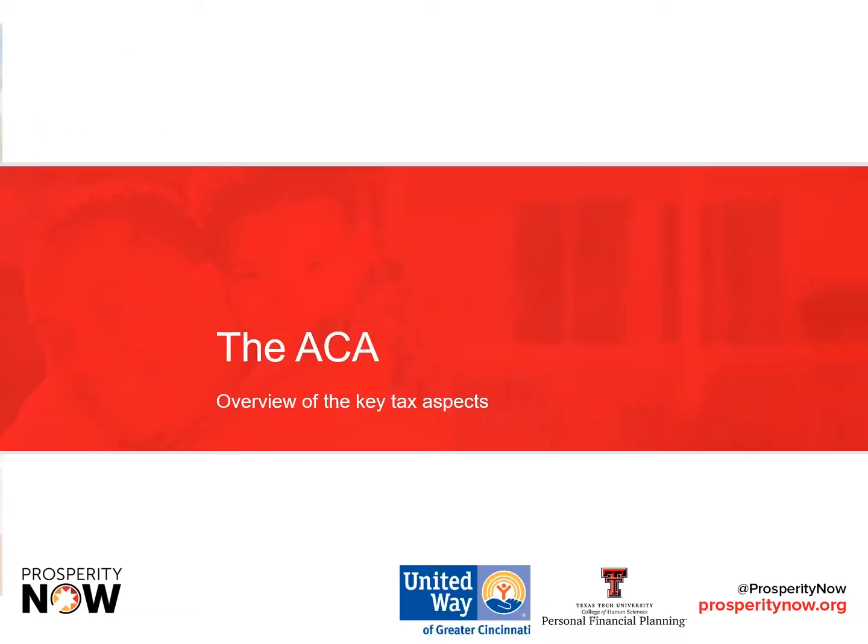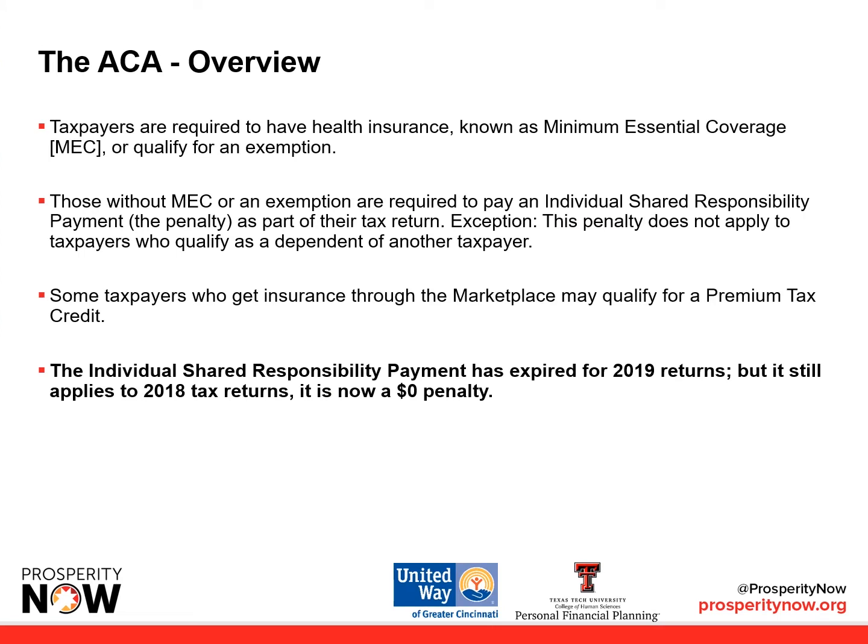Let's talk a little bit more about the ACA. Taxpayers are required to have health insurance, known as Minimum Essential Coverage, MEC, or qualify for an exemption. Please note that the Individual Shared Responsibility Payment has expired for 2019 returns, but it is still applicable for 2018 tax returns. However, it is now a $0 penalty. So for those without the MEC or an exemption, they're required to pay that $0 penalty as a part of their tax return. Note, this penalty does not apply to taxpayers who qualify as a dependent of another taxpayer.